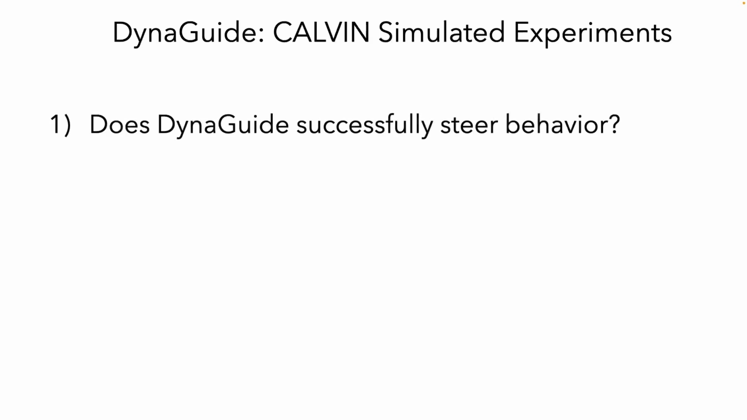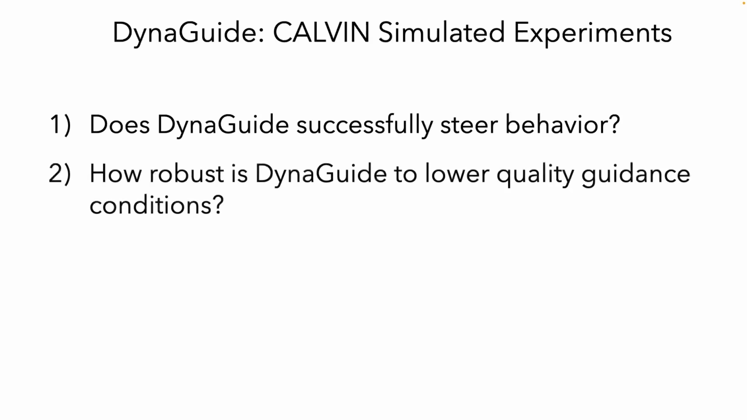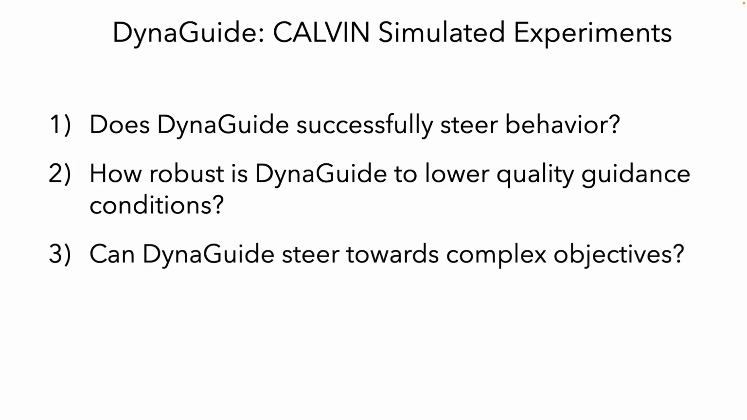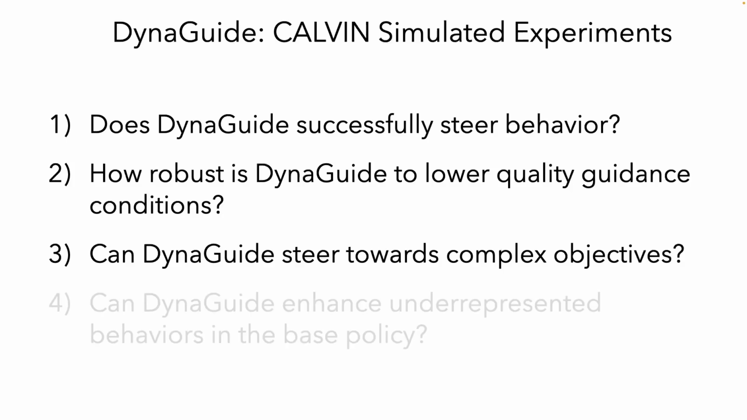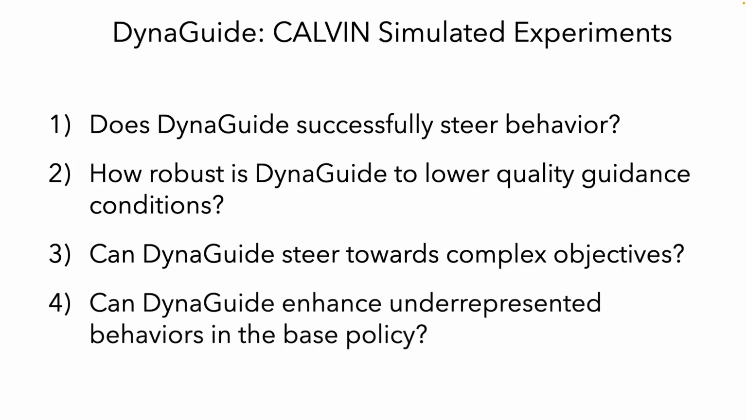First, we are interested in the steering abilities of DynaGuide against relevant baselines. Second, we are interested in the robustness of DynaGuide to lower quality guidance conditions. Third, we are interested in how DynaGuide behaves when the guidance conditions become more complicated. Lastly, we test if DynaGuide can enhance behaviors that are underrepresented in the base policy.